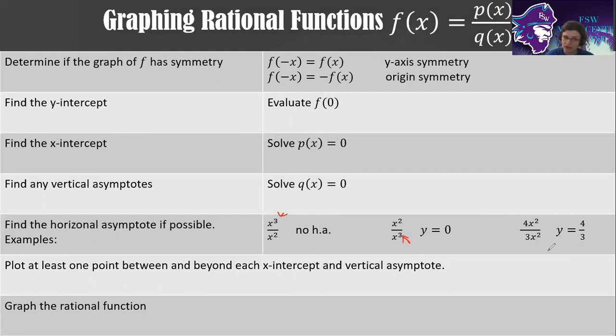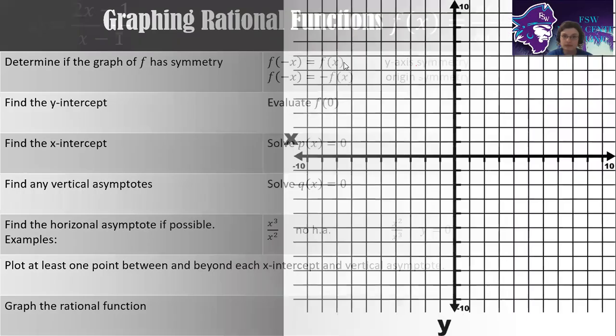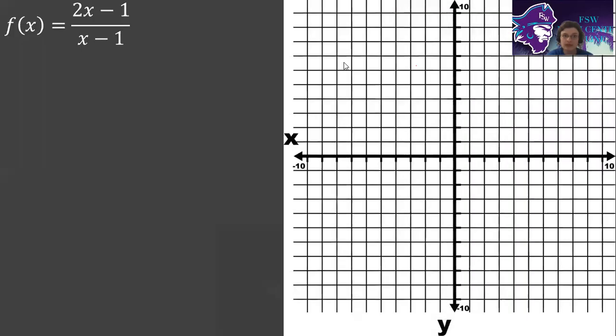And then when it comes to the graphing, you want to plot a point found between the x-intercepts and the vertical asymptotes that you found. Once you have a good set of values, you can get ahead and start sketching. And I'll show you an example with our next slide. Now this function is (2x - 1) over (x - 1). And based on what we saw for our steps before, we first want to determine any symmetries, if any.